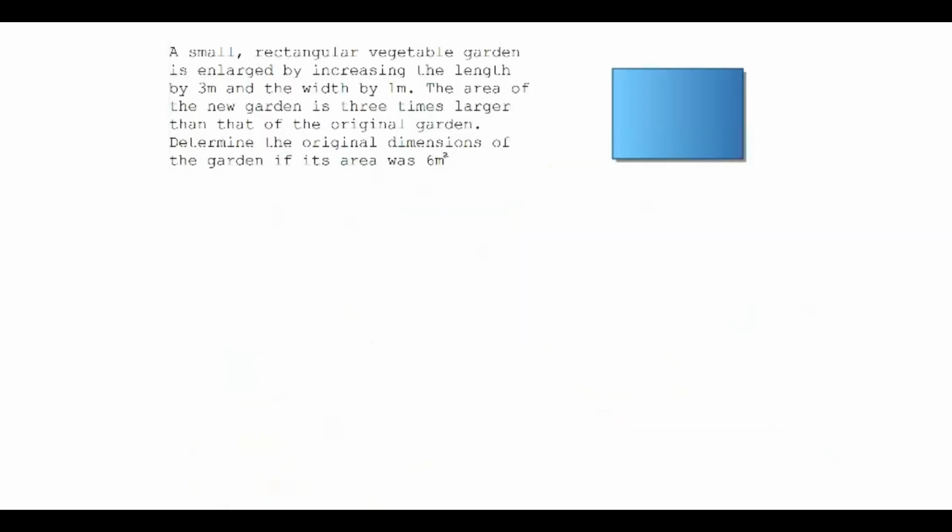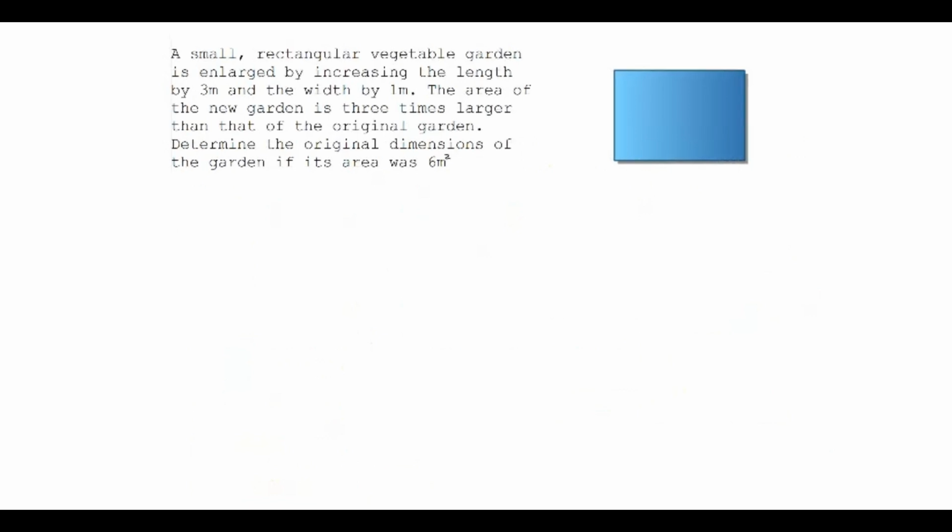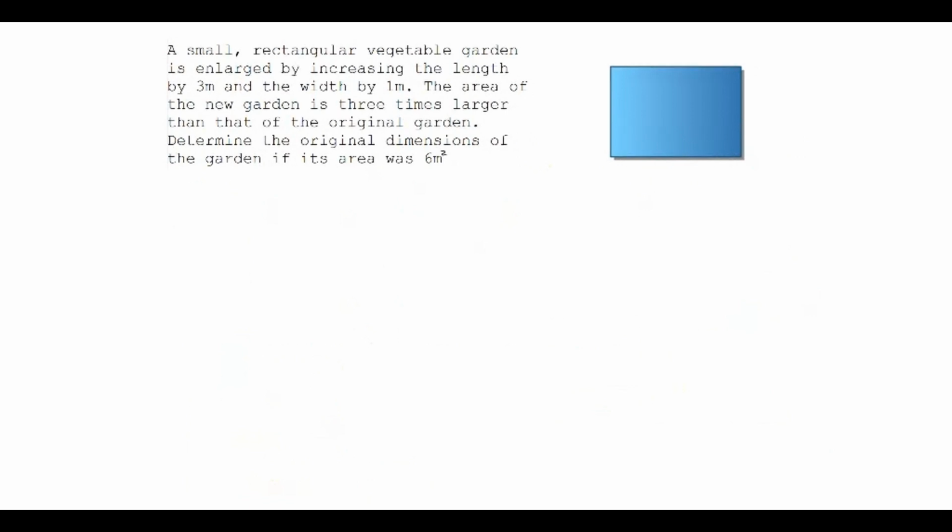Now let's move on. I've just made the text of the question slightly smaller so that we can see what we need to use. I've started here with a diagram already because that is essential in solving these problems. So we have a small rectangular vegetable garden that is enlarged by increasing the length and width. Now if you look at this, we have the length and we have the width. How much did we increase the length by? 3 meters. And the width? 1 meter, plus 1 meter.